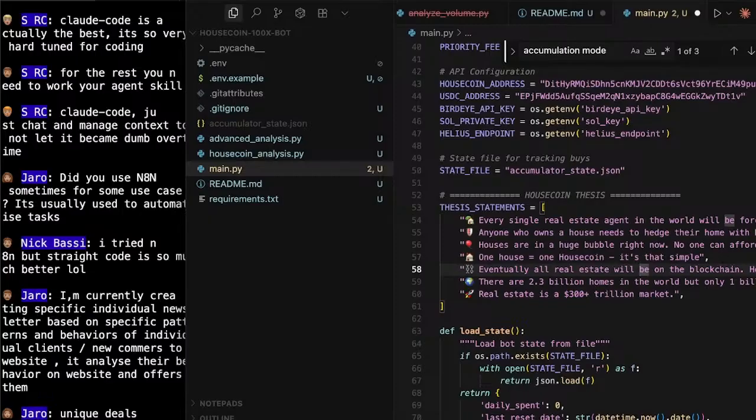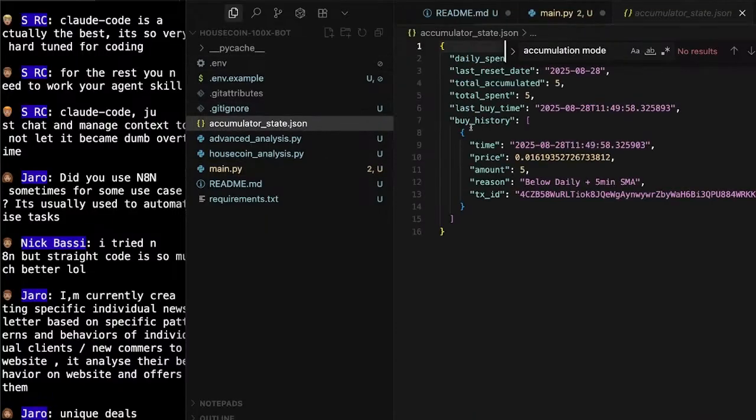Spent 5, total 5. How do we currently manage the accumulation stuff? Like, how do we track that? I'm just curious. For example, if the bot dies or something and I start it back up later, it looks like there's an accumulator state JSON. I can answer that to myself, dude.